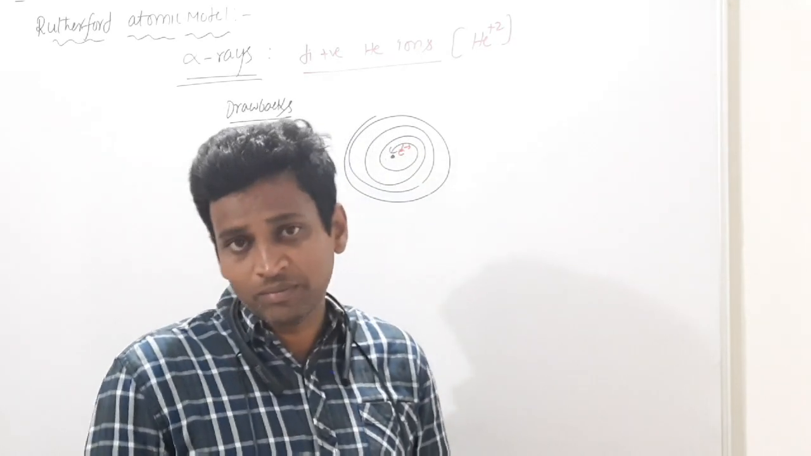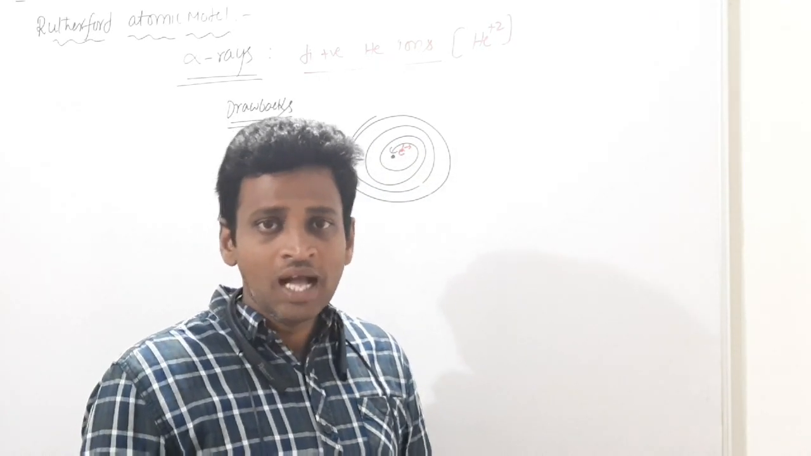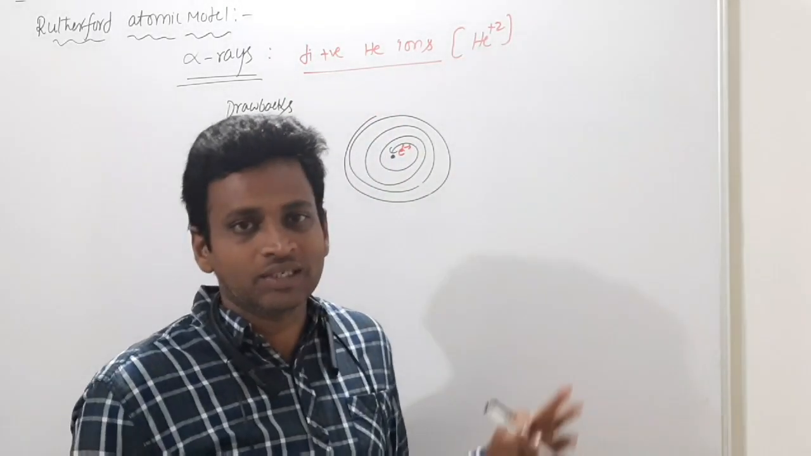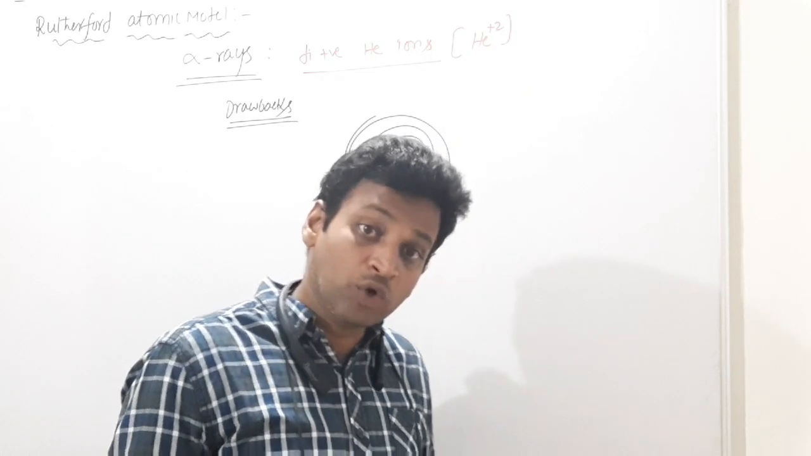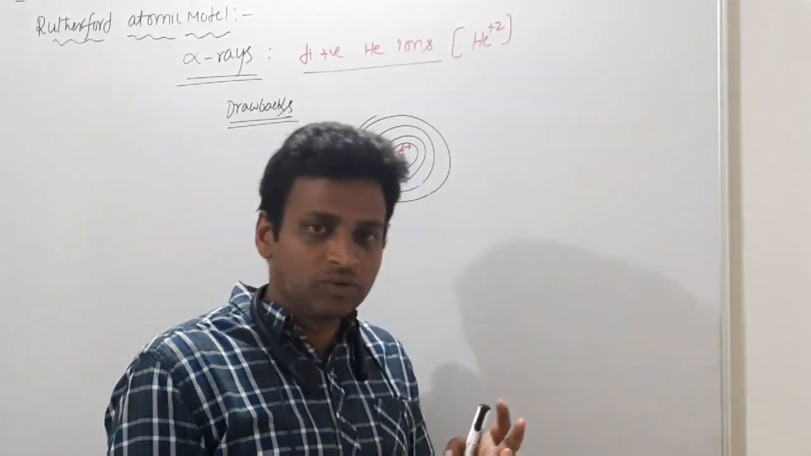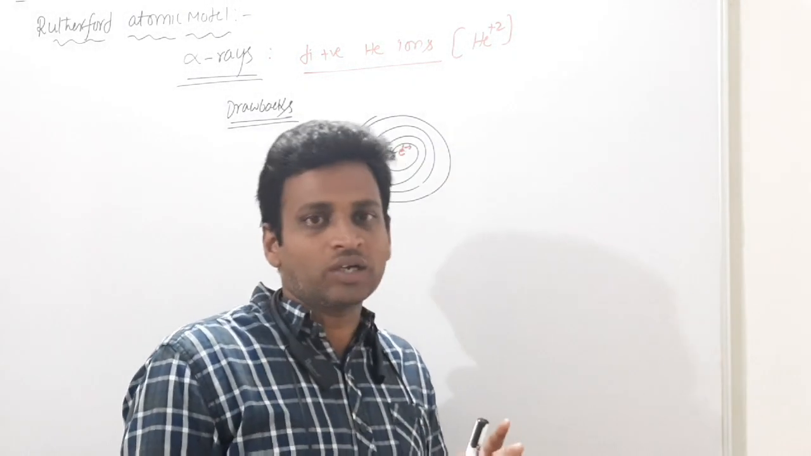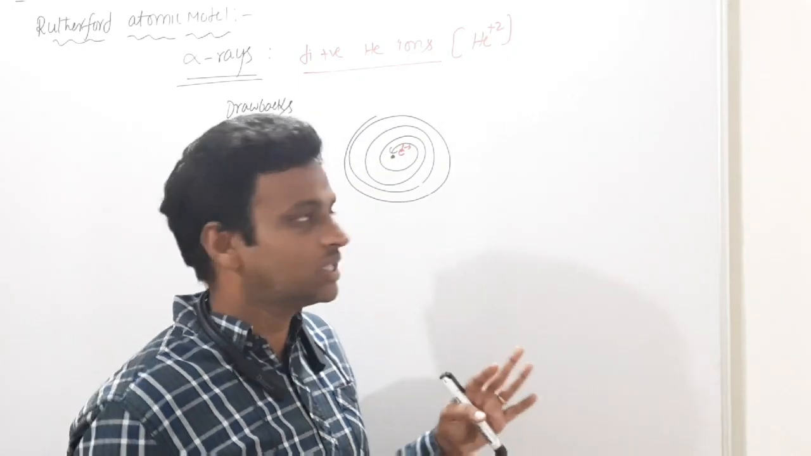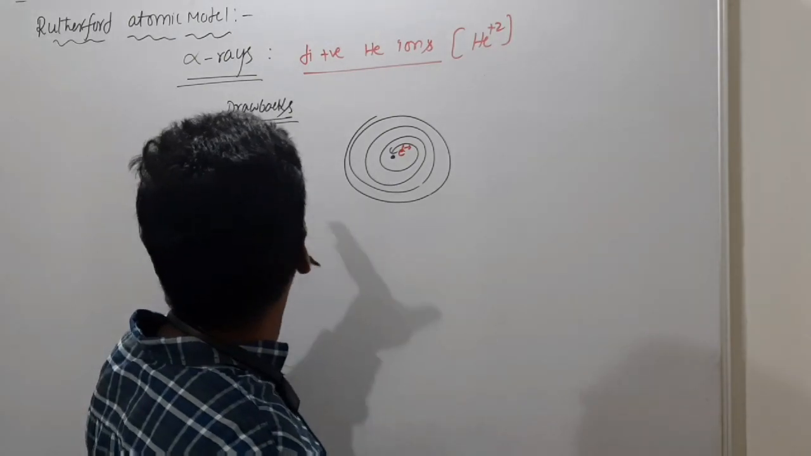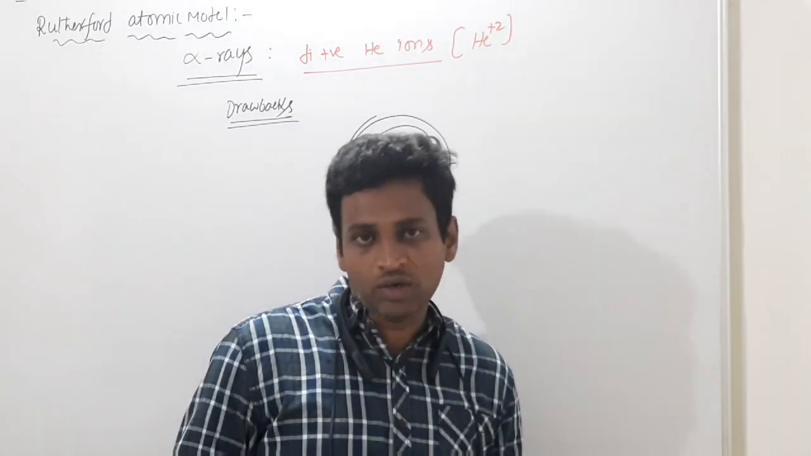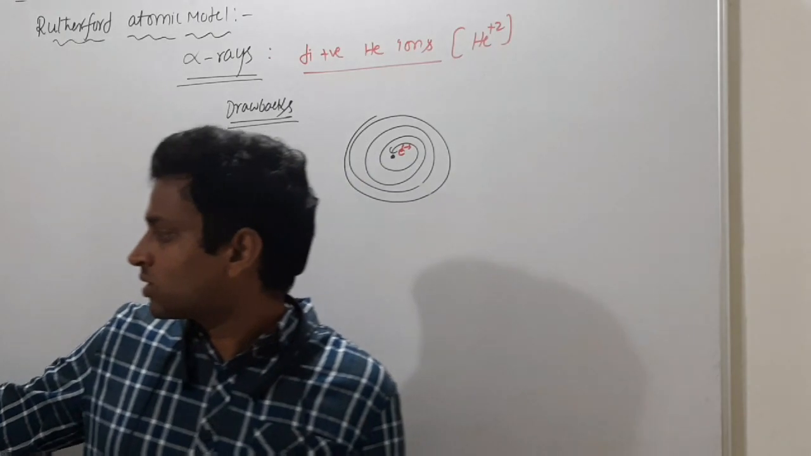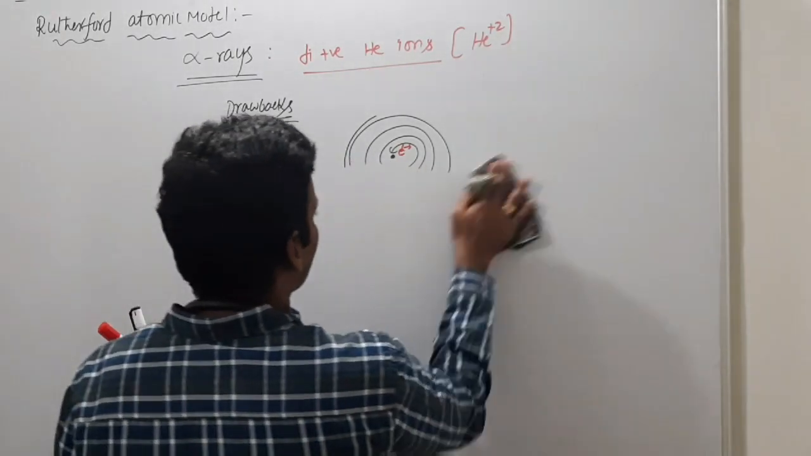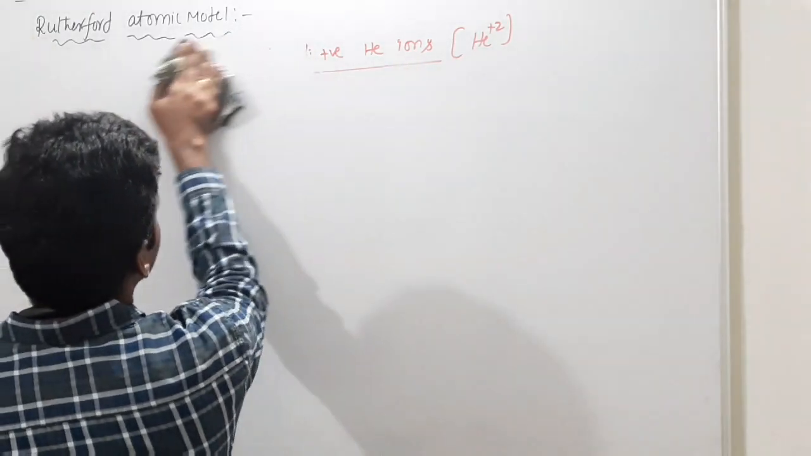This was not explained by Rutherford. The electronic spectrum, how electron transitions take place, was not explained. Neutrality was explained, but stability was not explained, energy was not given, and the radius of the atom was not given. Those things were not explained by Mr. Rutherford. Okay, so this is about the Rutherford atomic model.